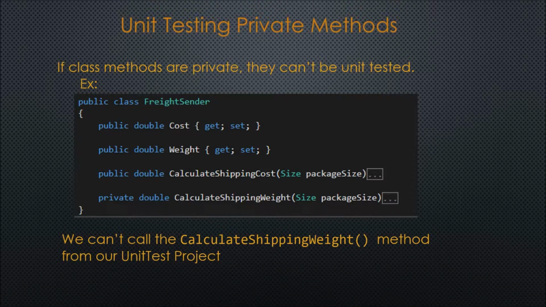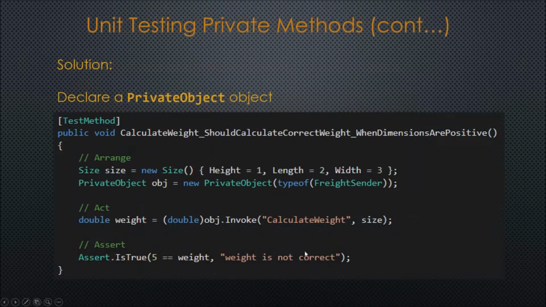And so we do have a way to get around that. And it's called using a private object. Private object is part of the MS Test namespace. And what we do is we create an object called a private object and pass it the Freight Sender class. And with the object that we create, we can then invoke any private method that we want.